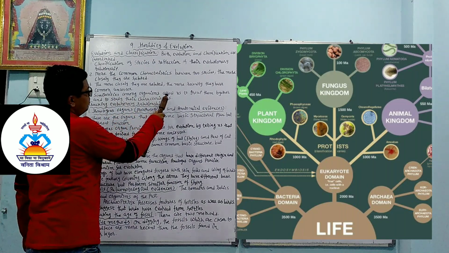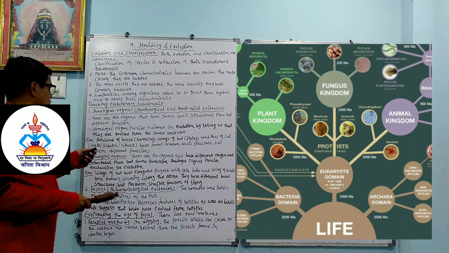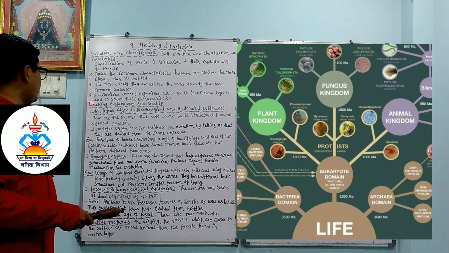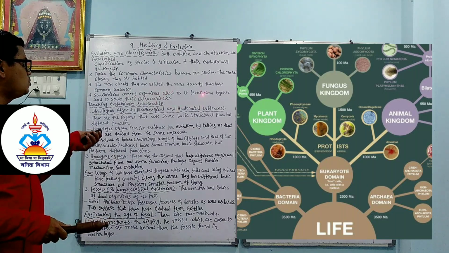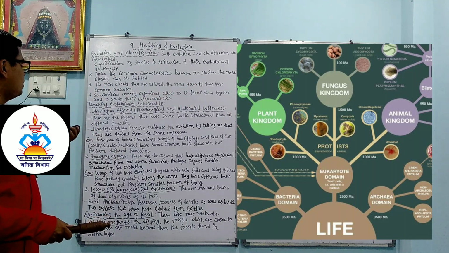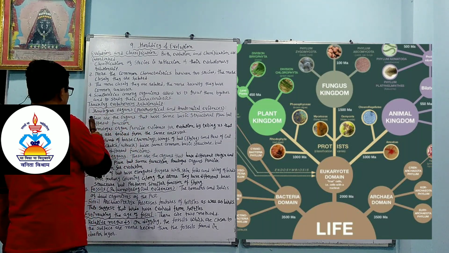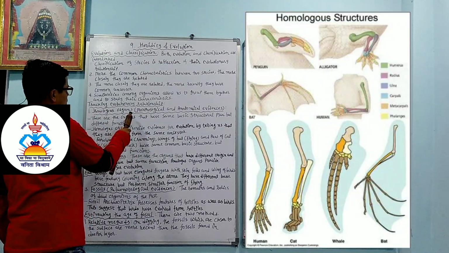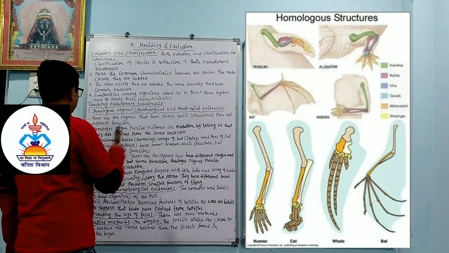Similarities among organisms allow us to group them together and to study their characteristics. So the main thing is, whenever we find similarity, it allows us to group organisms together and study their characteristics. Tracking evolutionary relationships: first we are going to learn homologous organs, which are morphological and anatomical evidences.